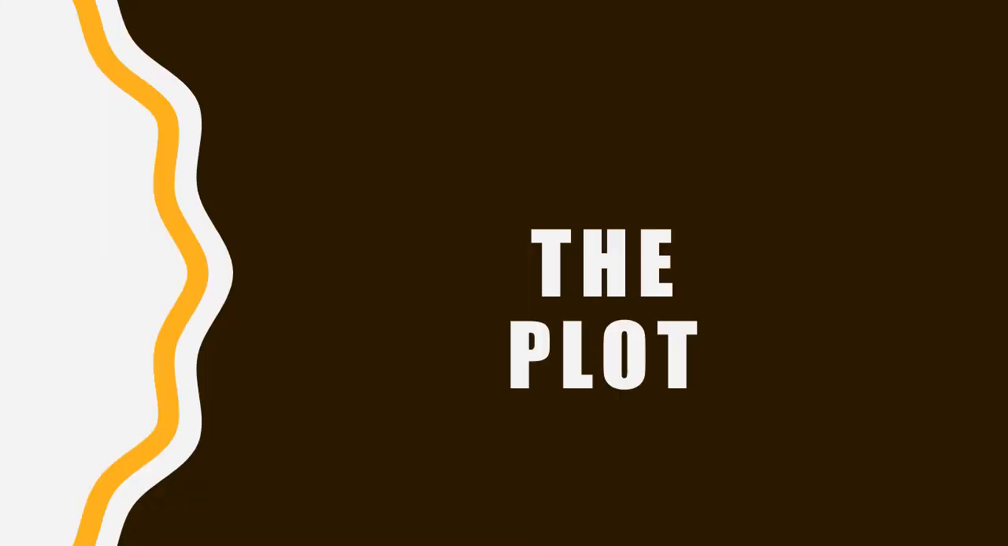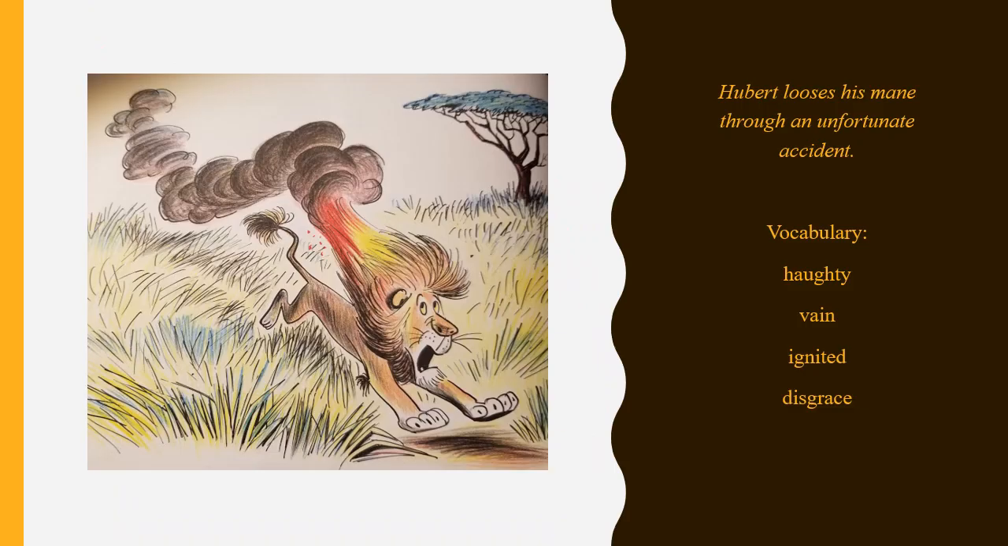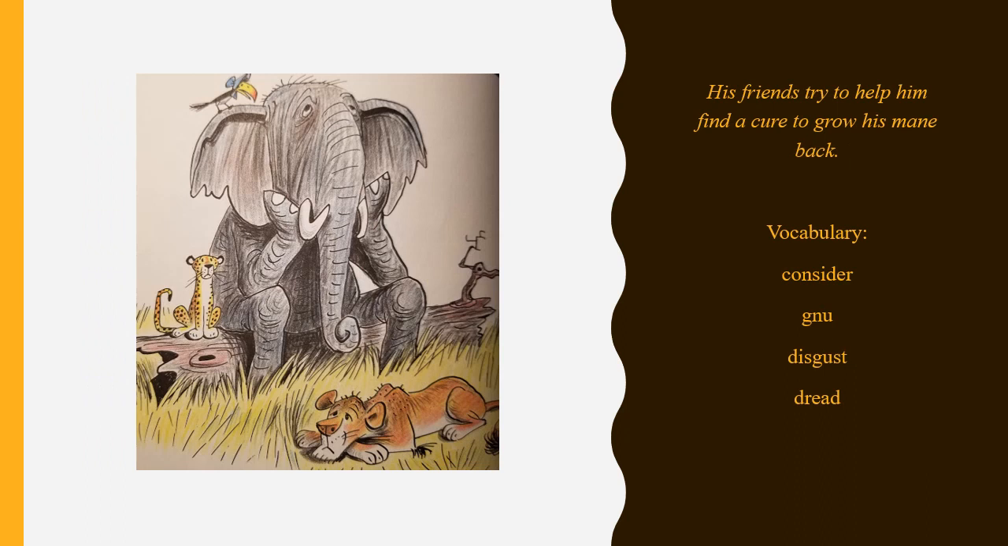Now we're going to go over the plot, which is the summary or the main idea of the story. There are three main ideas or main points in the story. The first one is Hubert loses his mane through an unfortunate accident. Some of the vocabulary you'll see here are haughty, vain, ignited, and disgraced. The next part of the story are when Hubert's friends are trying to help him find a cure to grow back his mane. And some of the vocabulary you'll see here are consider, new, disgust, and dread.